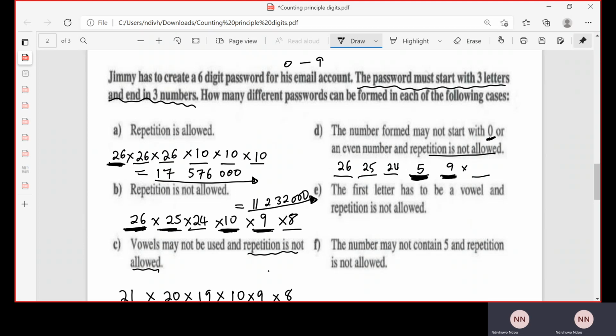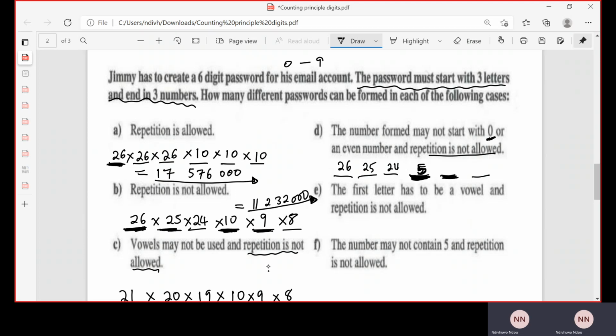Here we'll have how many choices? 8 choices. So don't make that mistake of saying, because repetition is not allowed, it will be 4, it will be 3. No. The question only restricted us here in the first position. We have 5 choices, right? Because they say it must not start with 0 or an even number. But as we move, it can be 0 or an even number.